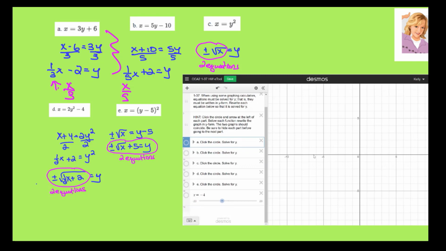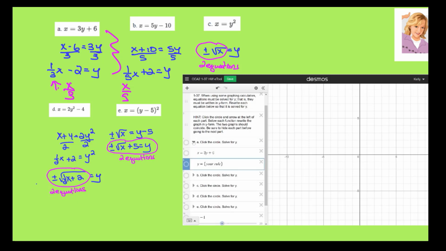Okay, here we are at number 1-37. And you've had 5 equations that we have on the left that have been taken from the original given format and turned into a y equals format. And now we're going to actually plug those into the graphing calculator and prove that the work we did was correct. And then there's a couple that I want to talk a little bit more about. So let's just start with A.